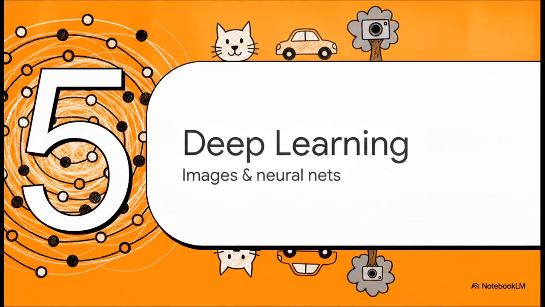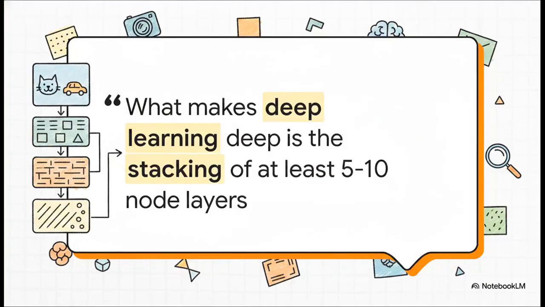Okay, part 5, deep learning for images. This is where things get really, really exciting. When traditional machine learning starts hitting its limits with super complex images, we turn to deep learning. And what actually makes deep learning deep? It's all about stacking node layers, usually at least 5 to 10 of them, but advanced object recognition can use upwards of 150 layers. These layers act like building blocks.